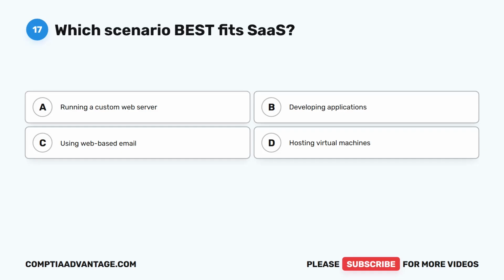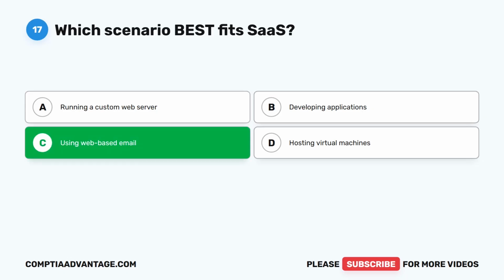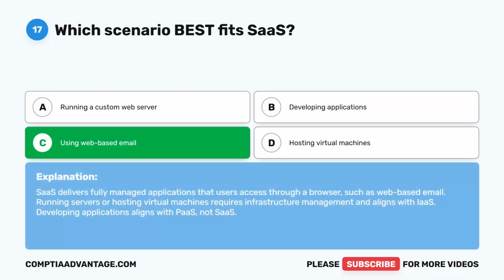Question 17. Which scenario best fits SaaS? A. Running a custom web server. B. Developing applications. C. Using web-based email. D. Hosting virtual machines. The correct answer is C. Using web-based email. SaaS delivers fully managed applications that users access through a browser, such as web-based email.